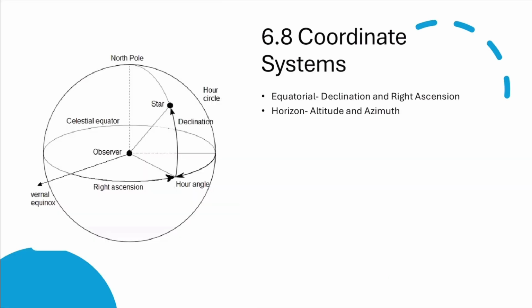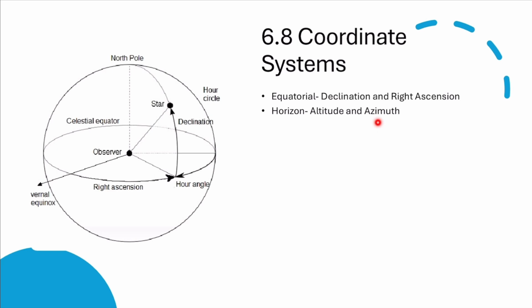There are 2 different coordinate systems we talk about in this topic. I'm not going to talk about the terms declination, right ascension, altitude, and azimuth right now, but here you need to know that declination and right ascension are both part of the equatorial coordinate system, and altitude and azimuth are part of the horizon coordinate system.